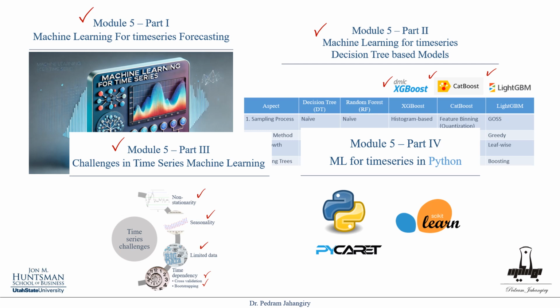Then finally, we're going to do all these things in Python. So this is part 4 of module 5, where I'm going to show you how you can do a time series forecasting analysis correctly in Python. We're going to do it from scratch. I'm going to use the scikit-learn package, and I'm going to show you how you can replicate an automated time series task using PyCaret, but building that thing using scikit-learn.